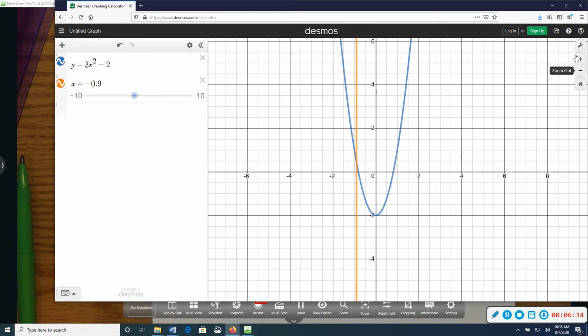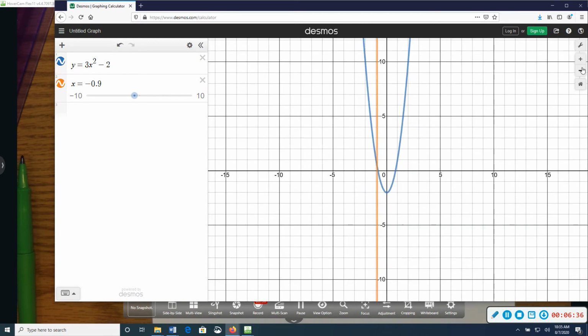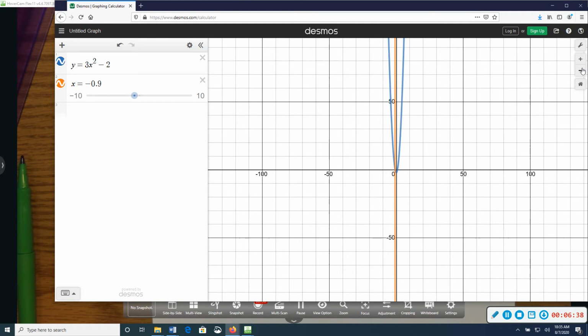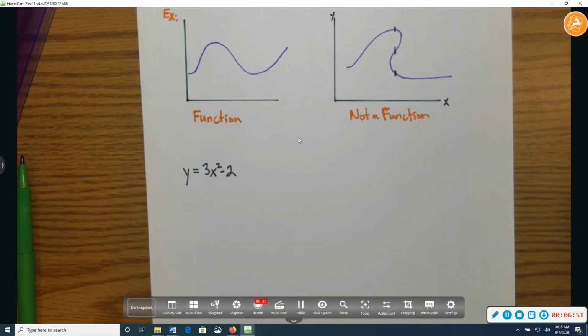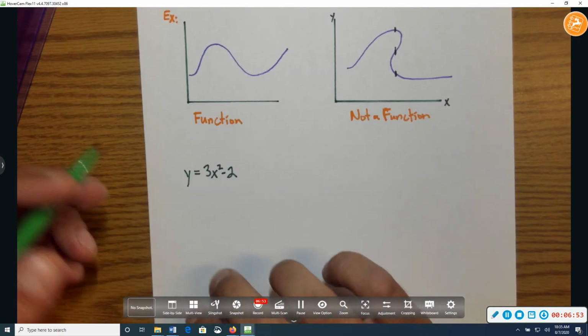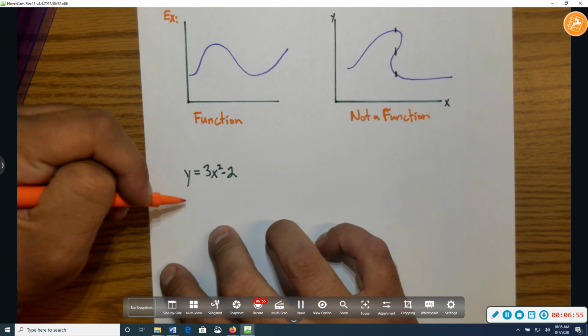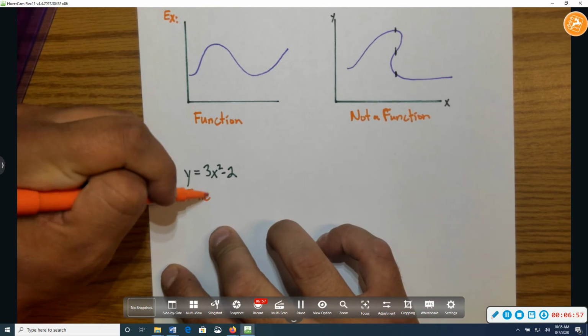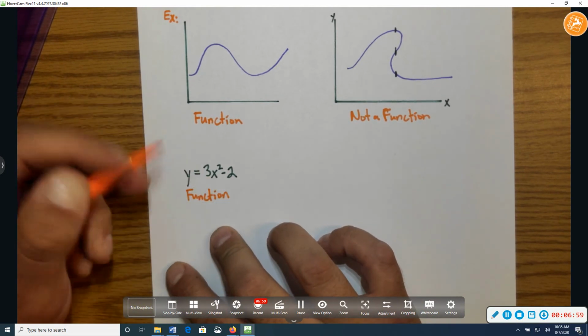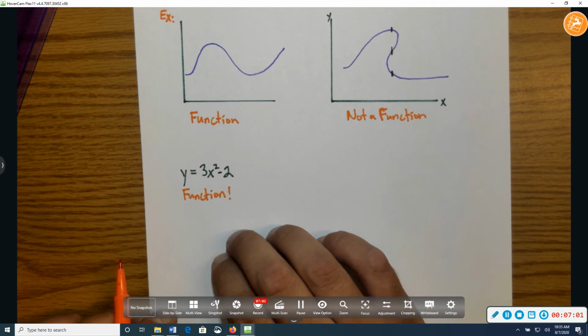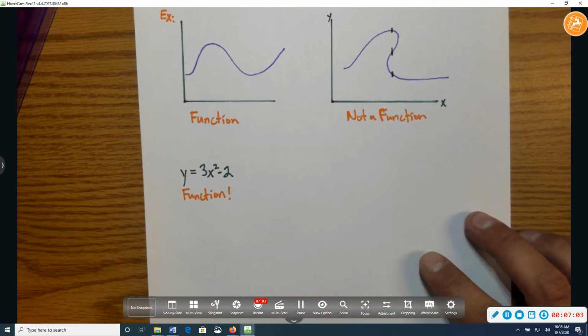And if you're not sure, you could always zoom out. These are the zoom in and out buttons. Zoom out, and yeah, it looks like that's still the case. I know it's pretty squished, but you can still see that it only touches once. So this is a function, because it passes the vertical line test. And if you're happy about it, you can put an exclamation point like I did.